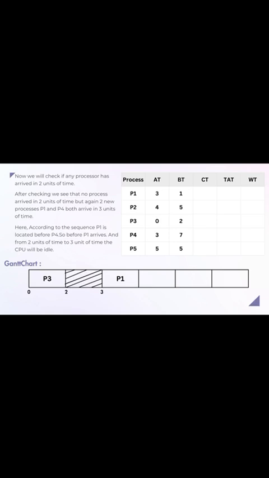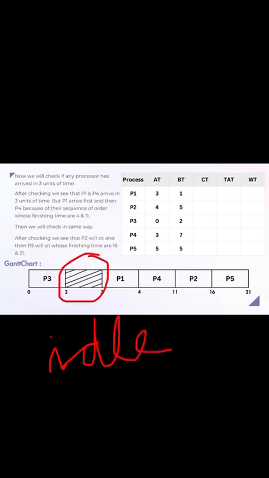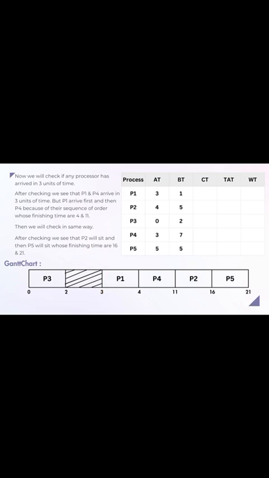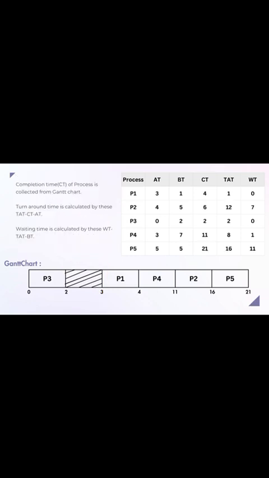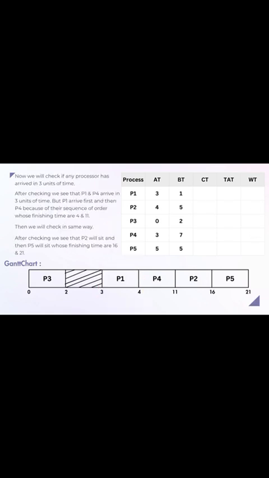After P3 finishes at time 2, no new process has arrived yet. P1 and P4 will both arrive at time 3, so from 2 to 3 the CPU will remain idle. At time 3, both P1 and P4 arrive. Since P1 appears first in order, P1 will be executed before P4. After P1 finishes, P4 will execute, followed by P2 and P5 as they arrive. Therefore, the final Gantt chart looks like this.